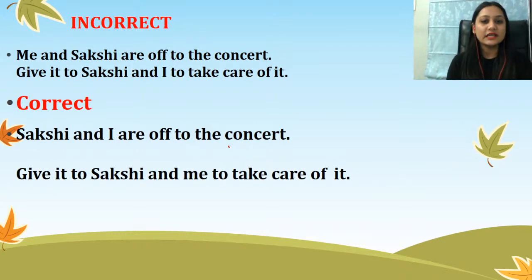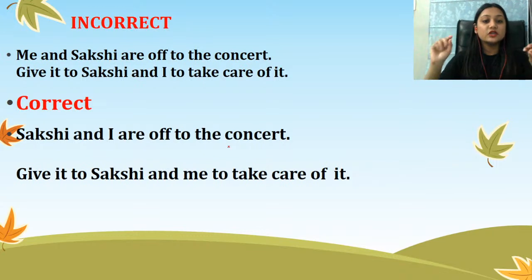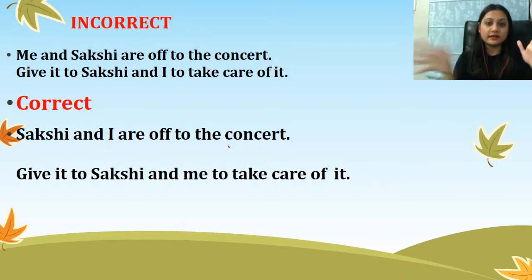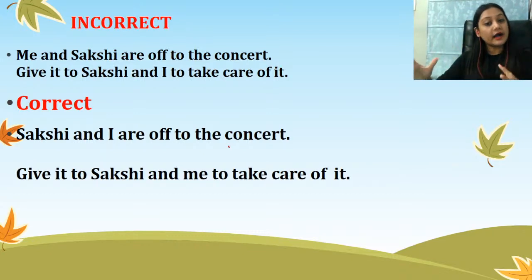Me and Sakshi are off to the concert. It is incorrect. Me and Sakshi, as I've just told you, all you need to do is put me in the second part of the statement. Give it to Sakshi and I to take care of it. Right? That is also incorrect. Now, how are you supposed to say it? Sakshi and I are off to the concert, right? You first place Sakshi and then you put yourself into the situation. Give it to Sakshi and me to take care of it. Herein, instead of I, you are supposed to use me.